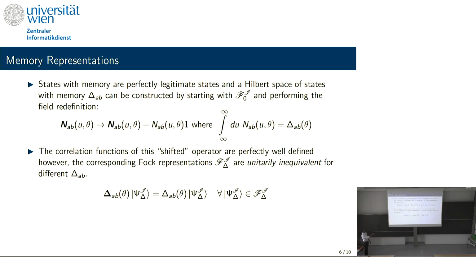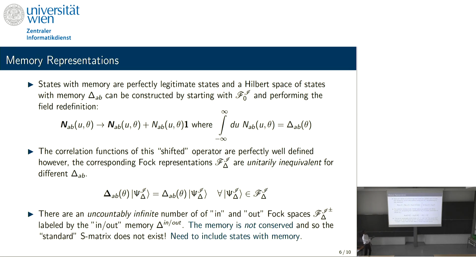And I did this for one delta, but you can do this for any delta, right? I could have started with this one and shifted by a different memory, and I would get another Fock space, F delta prime. And that F delta prime will also be inequivalent to F delta, it'll be inequivalent to F0, and so on and so forth. And all of the states in one of these memory Fock spaces will be eigenstates of the memory operator with this definite eigenvalue, delta. What I tried to explain, and please let me know if I need to restate it, is that there are an uncountably infinite number of in and out Fock spaces with different memories.